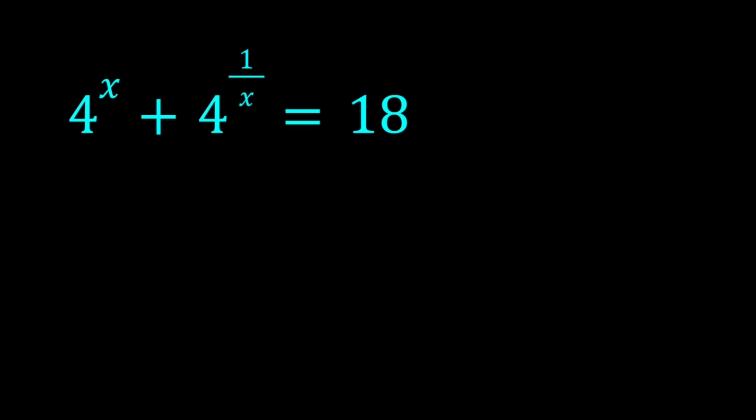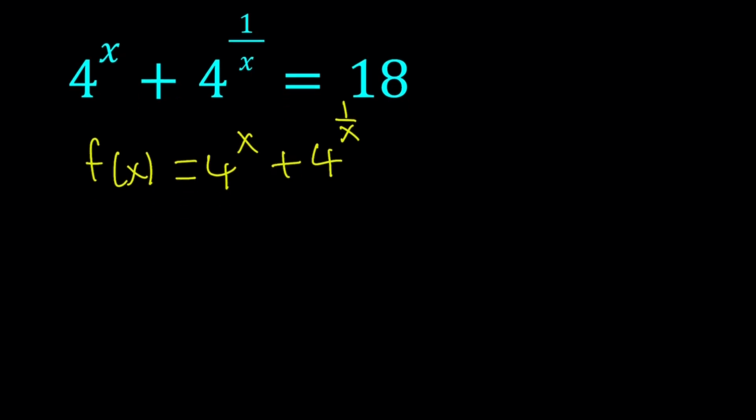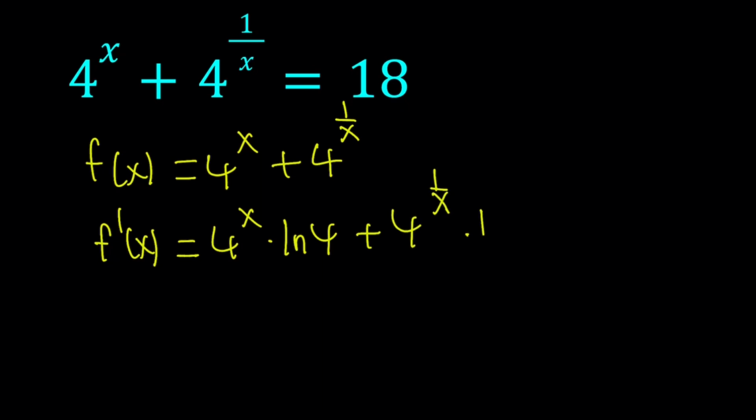And this is going to turn into something interesting that we've done 3 days ago. So let's get started. Suppose f of x is equal to 4 to the power x plus 4 to the power 1 over x. Now, I'm going to differentiate this function, the first derivative. This is exponential, so we can write it as 4 to the power x itself times ln 4 plus 4 to the power 1 over x times ln 4 times the derivative of 1 over x from chain rule, which is negative 1 over x squared.